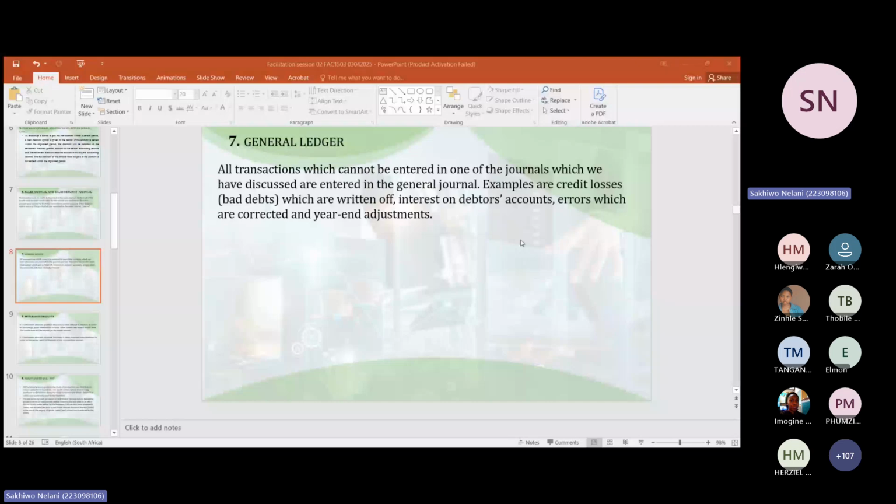Now, I'm still alive, but I've got assets. But at the same time, I'm unable to pay over or to service my debt. In terms of the insolvency law, suppliers or your creditors are allowed to approach the court to actually declare you insolvent.